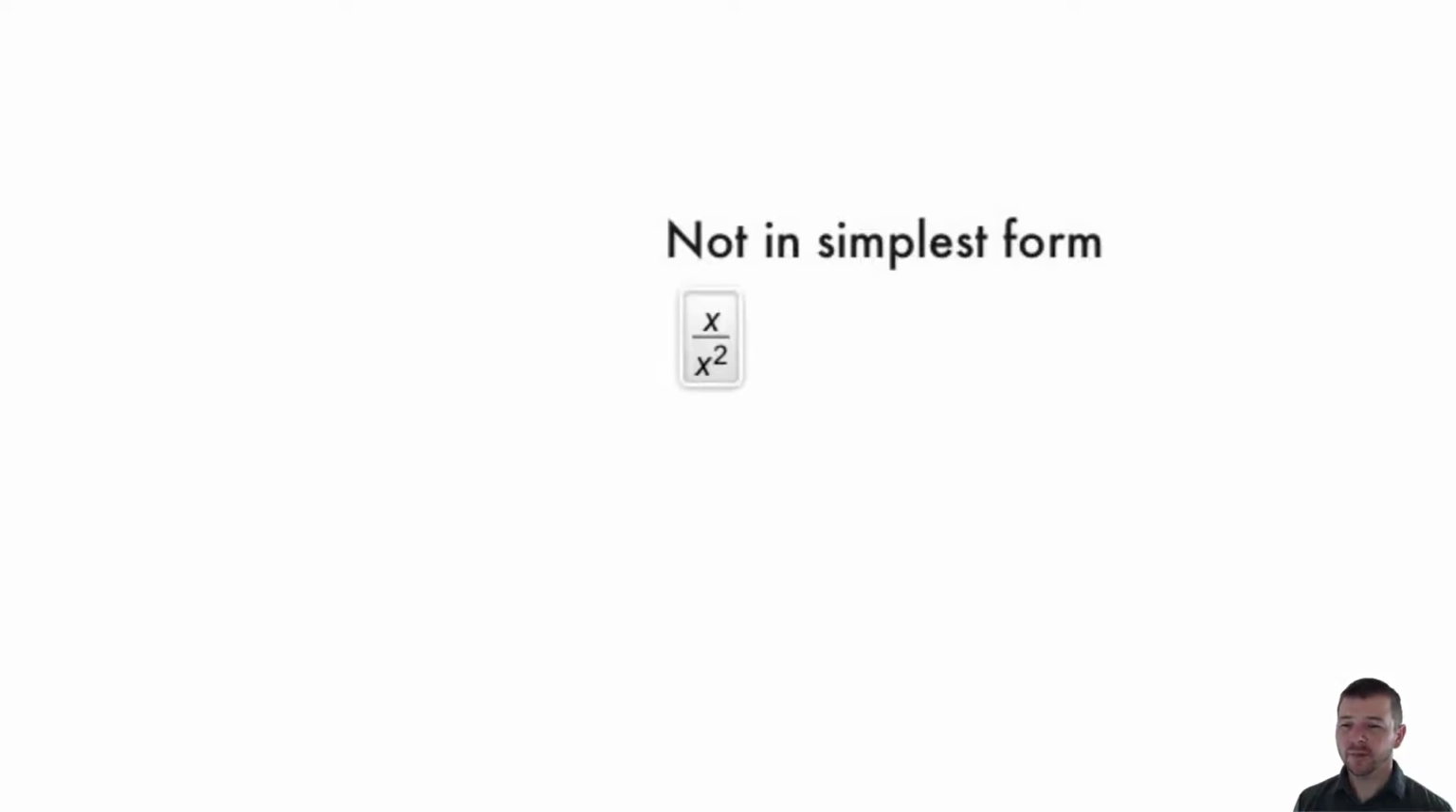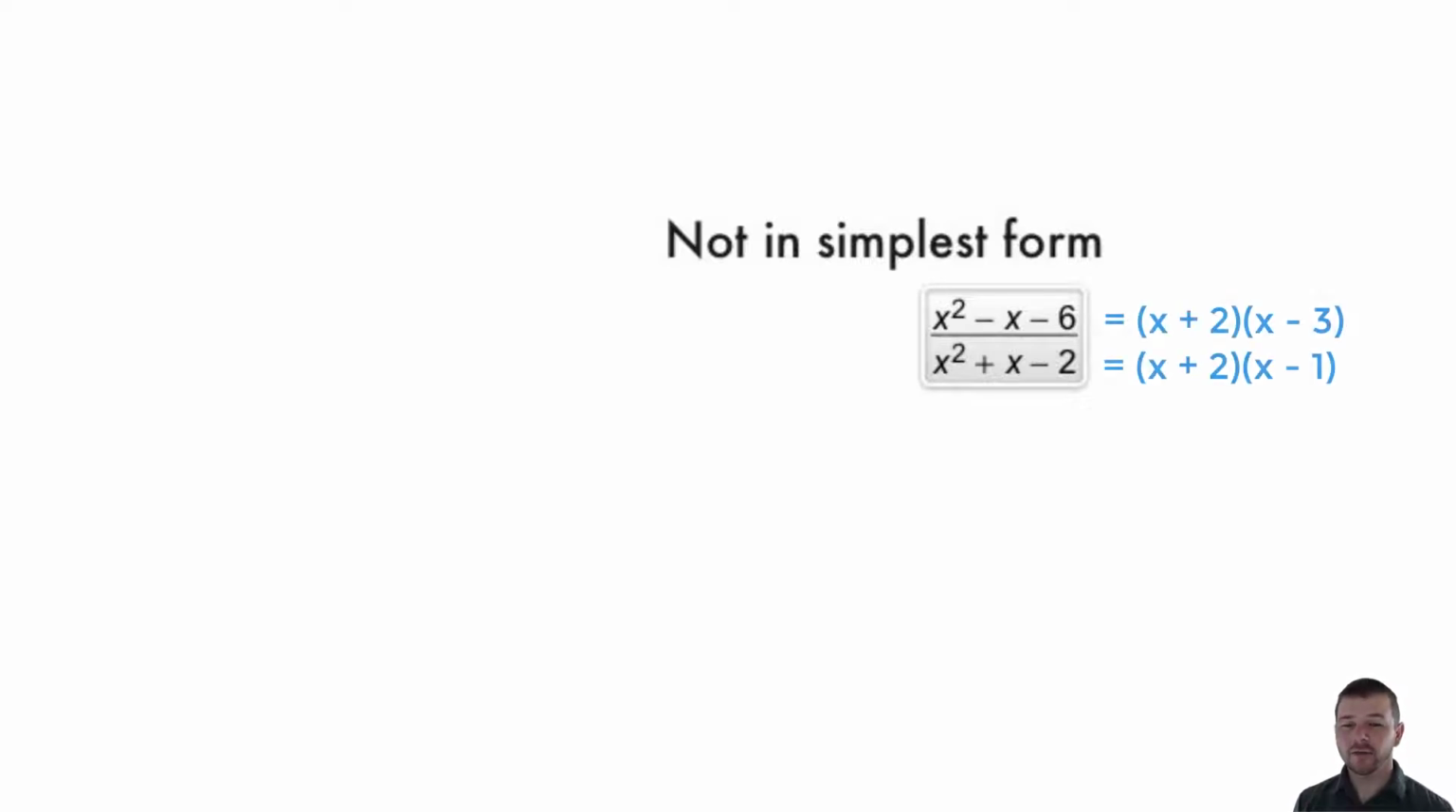And on the right, not in simplest form. Our first example, x over x squared. Note we have a common divisor of x. Next, 3 times the binomial x minus 3 over the binomial x minus 3. Common divisor, x minus 3. Finally, x squared minus x minus 6 over x squared plus x minus 2. Notice that after factoring both the numerator and denominator, we would find a common factor or common divisor of x plus 2.